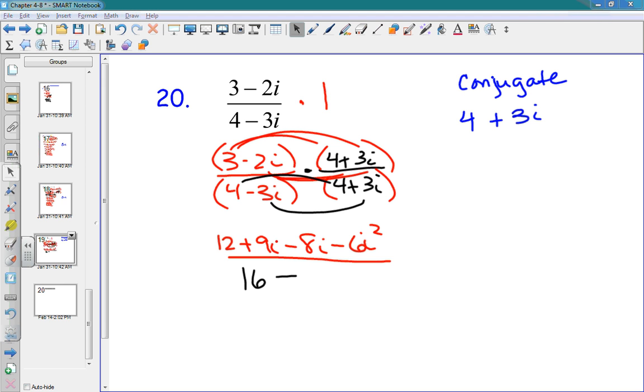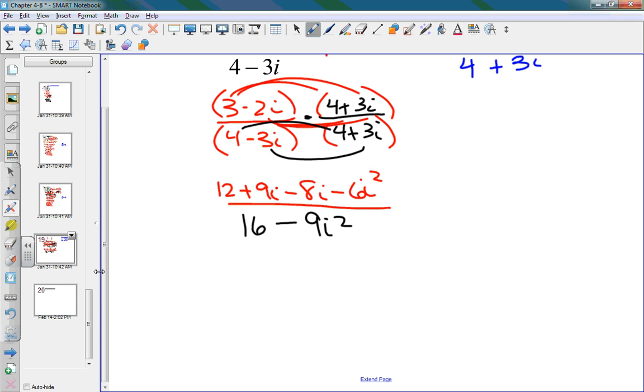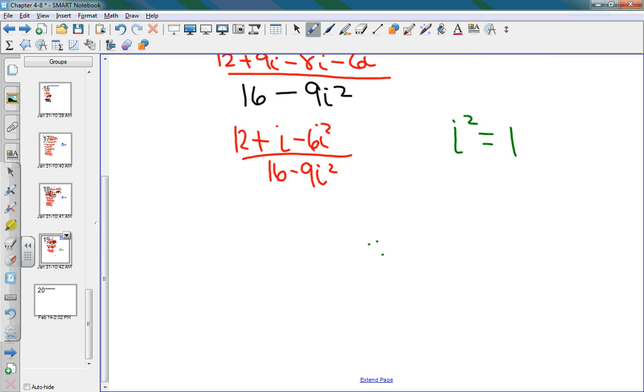Last, I do negative 3i times 3i to give me minus 9i squared. Now, again, what should we remember here? If I combine my terms on top, I'm going to have 9i minus 8i to give me 1i. And on the bottom, I need to now remember that i squared is actually equal to negative 1. So every place I see an i squared, I'm going to put in there negative 1. So I have 12 plus i minus 6 times negative 1 over 16 minus 9 times negative 1.